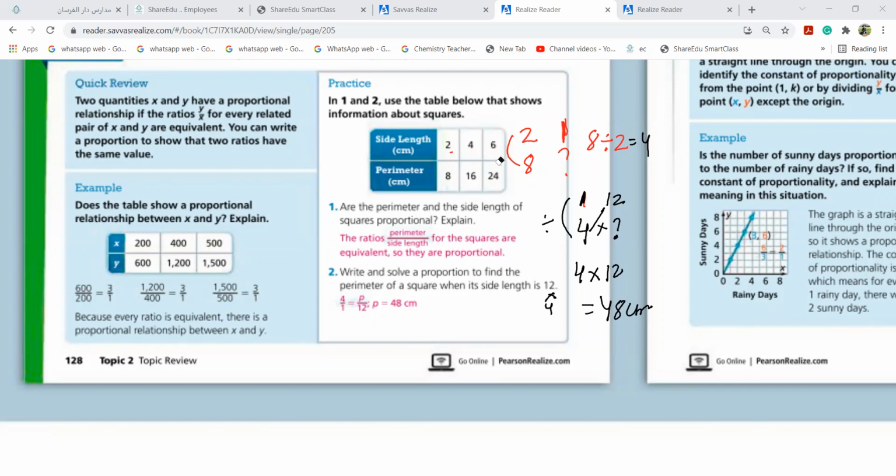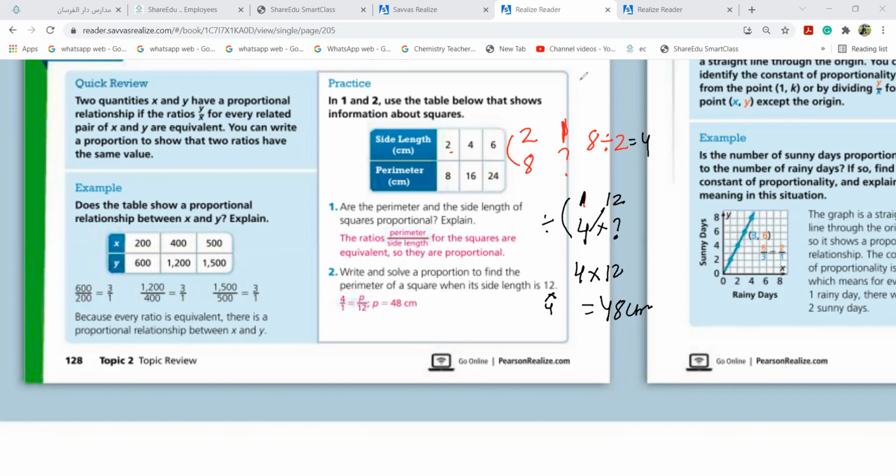Yes, miss. Yes, Malak. See how I check the proportionality. First thing is I check with 1. If the side length is 2, the perimeter is 8. With 1, it's how much? With 1, it will be 4. So now with 12, it is how much? With 12 times 4, you get 48 centimeters. Did you understand this, Malak?